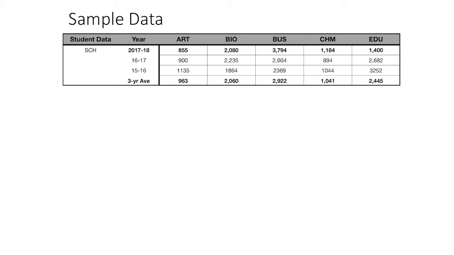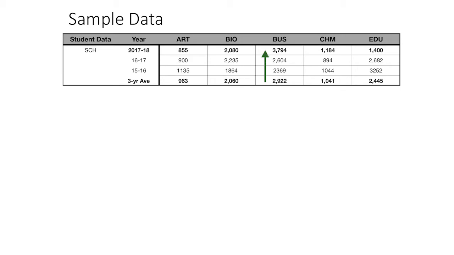Let's look first just at 2017, 2018. You can see, first of all, that business is really big. It's the biggest department. It's got the most student credit hours generated by that department. Art, obviously, the smallest. Education's right kind of in the middle. And then if you look at the trends in business, you see an upward trend.